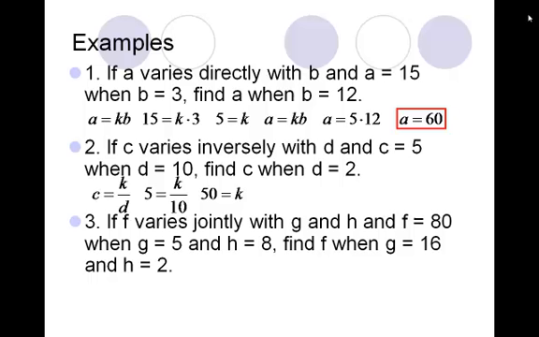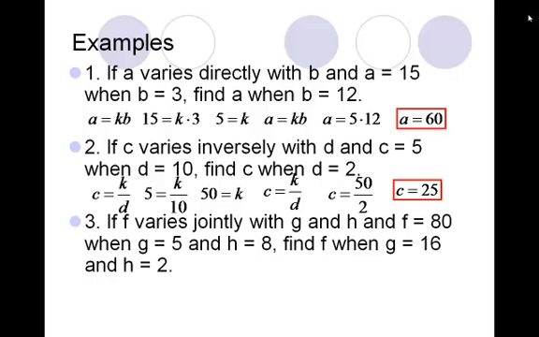It says find C when D is 2. So we're going to go back to our original formula, C equals K over D. We're trying to find C. We know D is 2, and we know K was 50. So 50 divided by 2 would be 25, and that's my final answer.